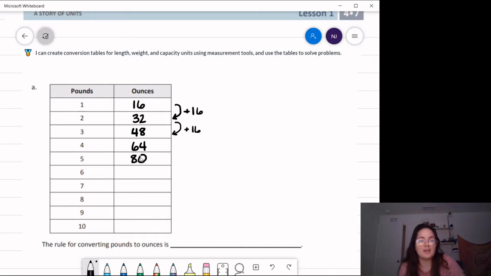There would be 80 ounces in 5 pounds. There would be 96 ounces in 6 pounds. There would be 112 ounces in 7 pounds. There would be 128 ounces in 8 pounds. There would be 144 ounces in 9 pounds. And there would be 160 ounces in 10 pounds.